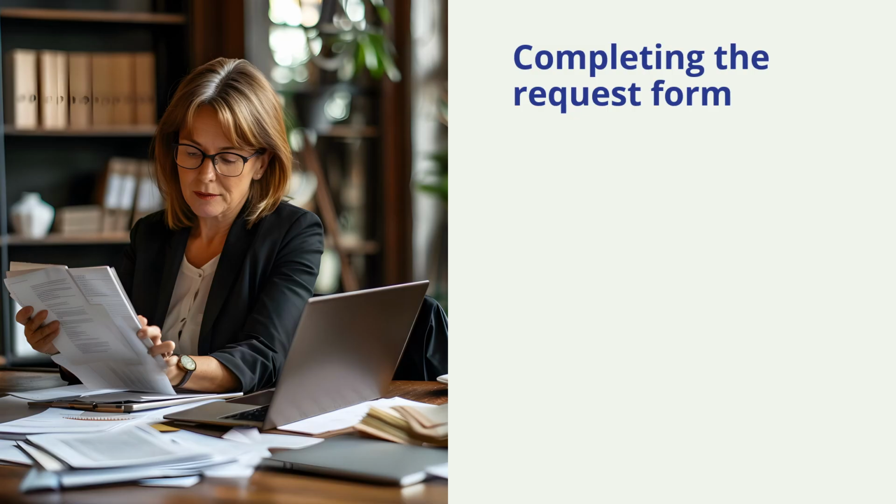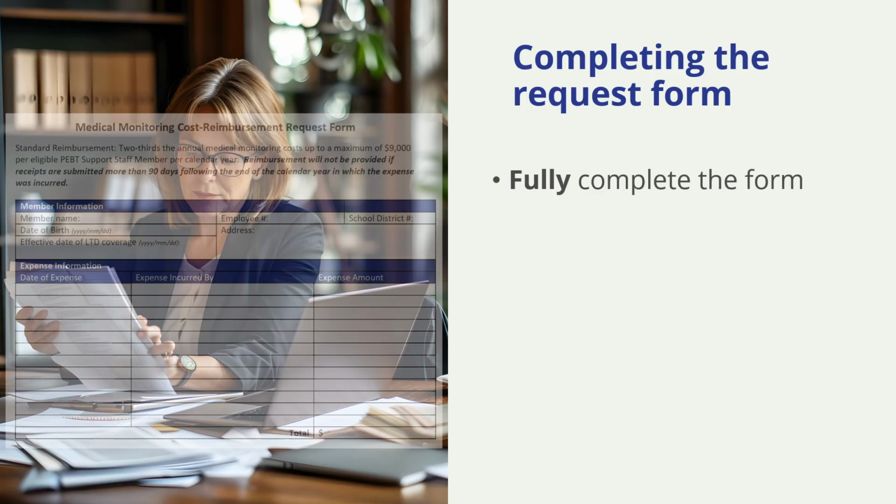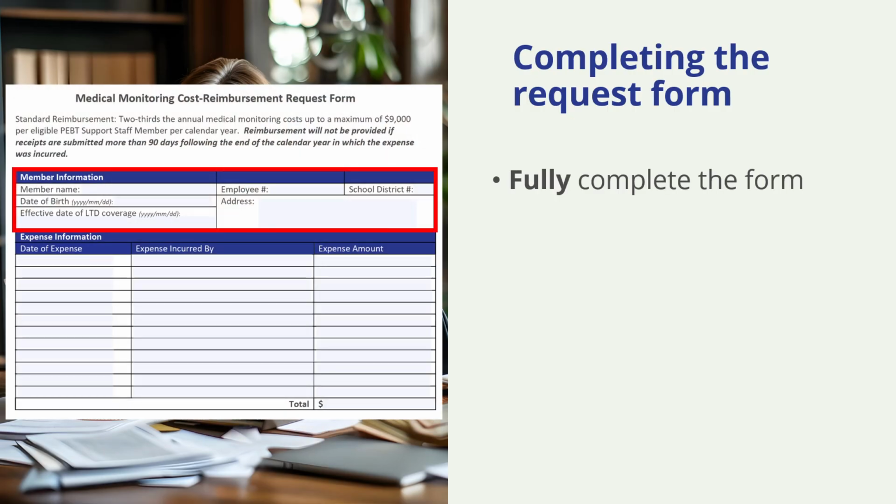Completing the reimbursement request form. The forms must be fully completed to avoid delays with reimbursement. Please include the member's name, employee number, district number, address, and date of birth. Please also include the effective date of the member's LTD coverage. This is not the date they are approved for LTD claim benefits. This is the first date they were covered under the core LTD plan.